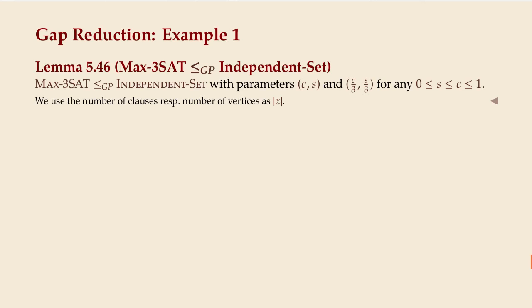Okay, the theorem, well, this lemma here says we can actually choose the gap at will as we would like it. And then we can take any max 3-SAT instance and turn it into an independent set instance, which also has a gap, but the gap is a bit shifted or scaled. And the reason why this happens is that we have a certain blow up in the reduction. So first of all, we assume that every clause has exactly 3 literals.